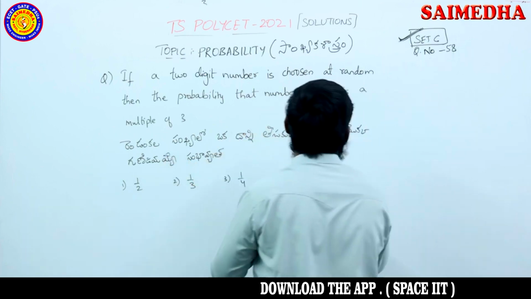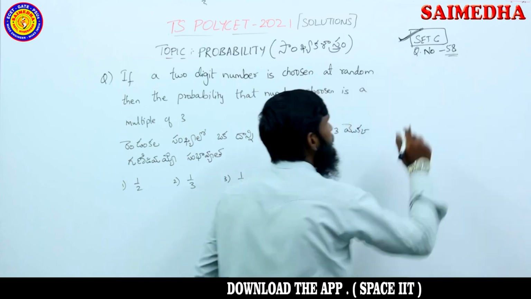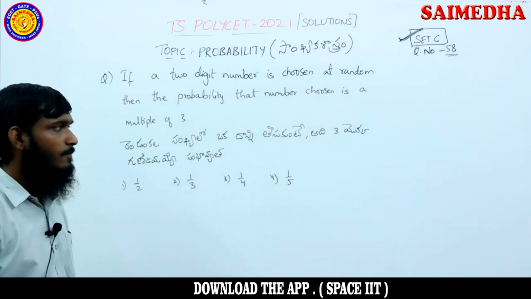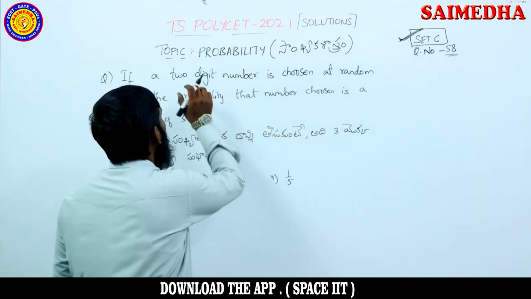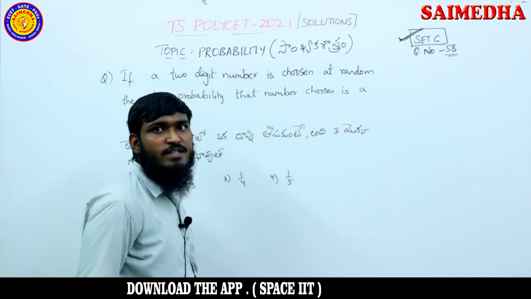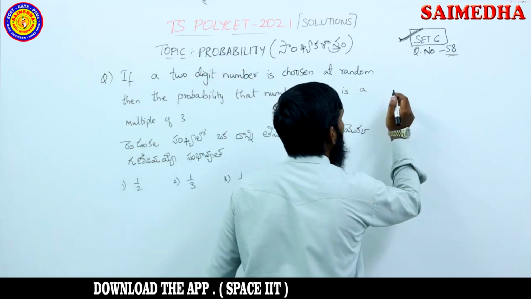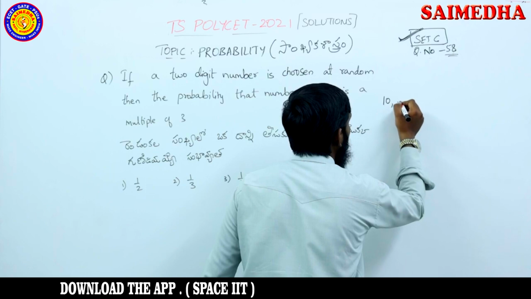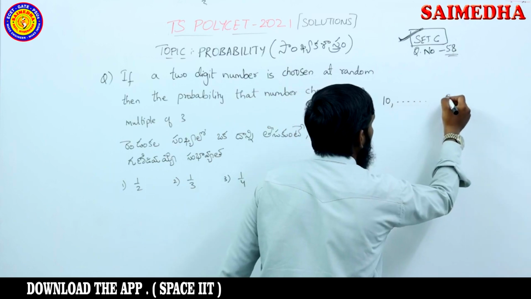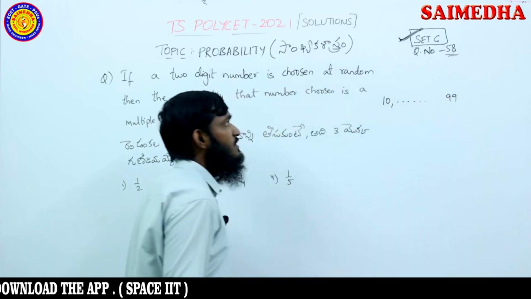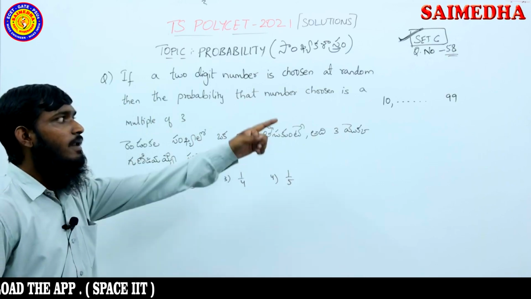This question was asked in your set C and the question number is 58. So let us solve this one. A 2-digit number means the number will start from 10 and end at 99. It will start from 10 and end at 99.